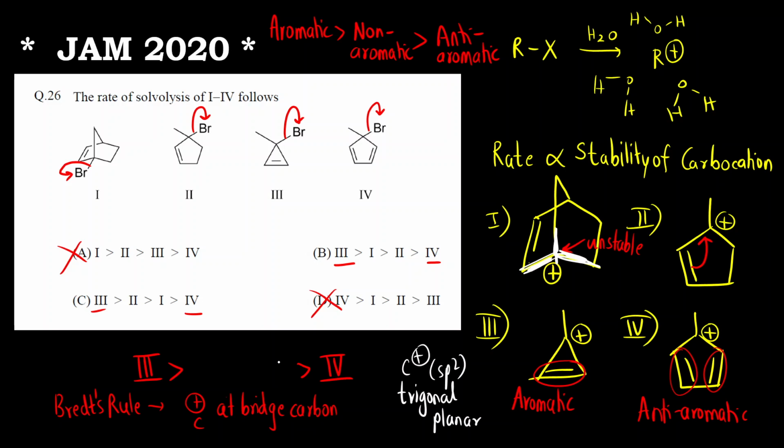So the rate of the first alkyl halide will be least, less than the second one. So this is the correct order: 3 greater than 2 greater than 1 greater than 4. So the correct answer is option C.